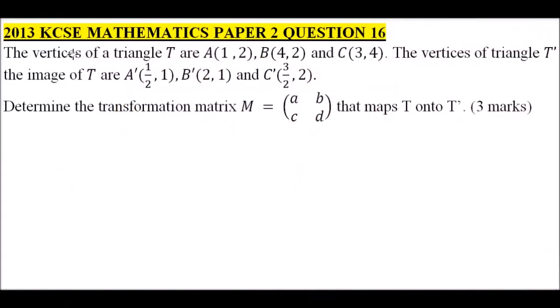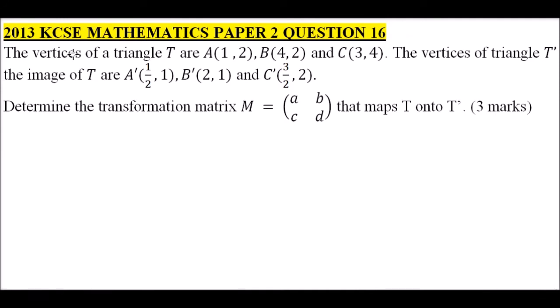This is 2013, paper 2, number 16, and we are told the vertices of triangle T are A(1, 2), B(4, 2), and C(3, 4). The vertices of triangle T', the image of T, are A'(1/2, 1), B'(2, 1), and C'(3/2, 2). Determine the transformation matrix M = (A, B, C, D) that maps T onto T', and you get yourself 3 marks.